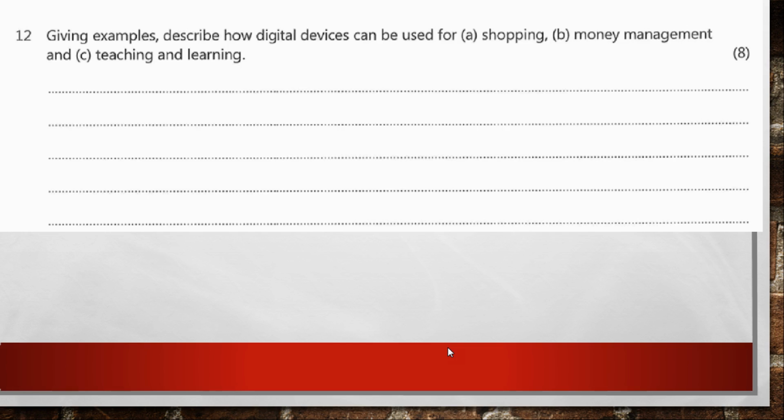So split it down. Right on the side of the paper, get a bit of spare paper. How digital devices can be used. Come on, digital shopping, easy. Come on, you should know this. Money management, managing your finances, teaching and learning. How could a teacher use a digital device? Have a think about that, and maybe pause the video and write down in 3 sections, 2 or 3 things per item that could be used.